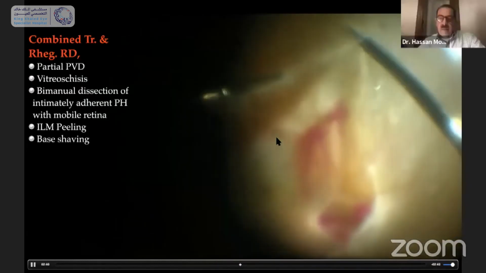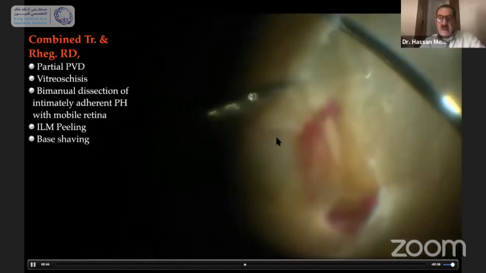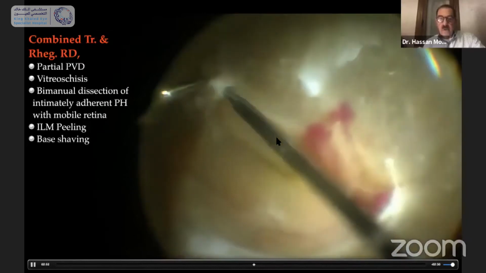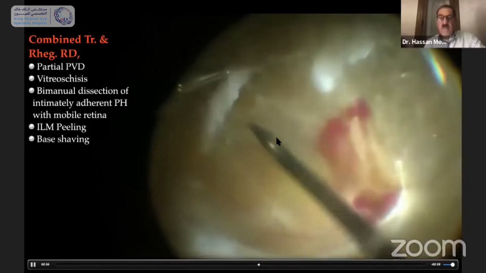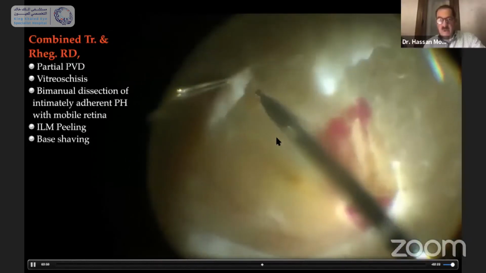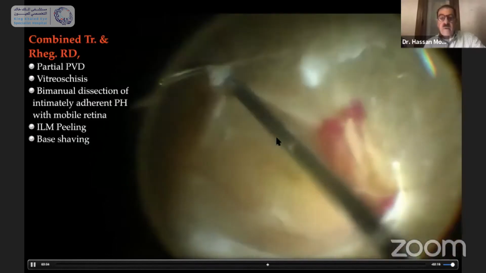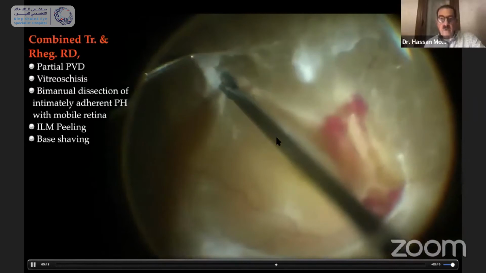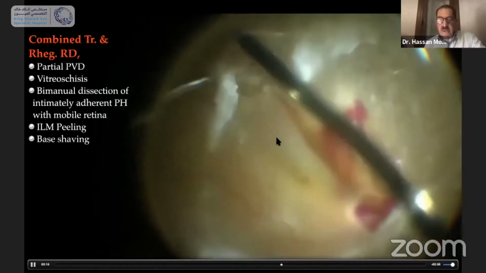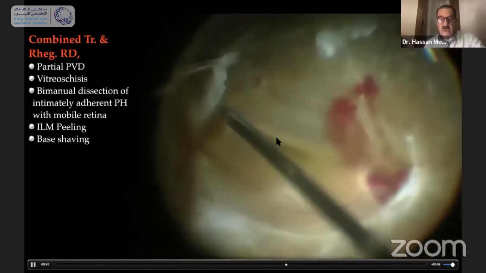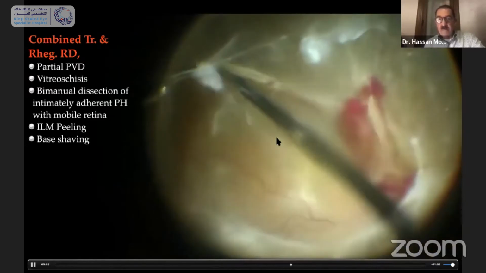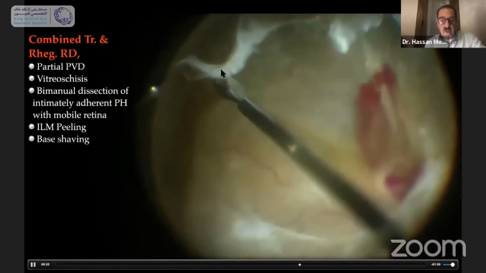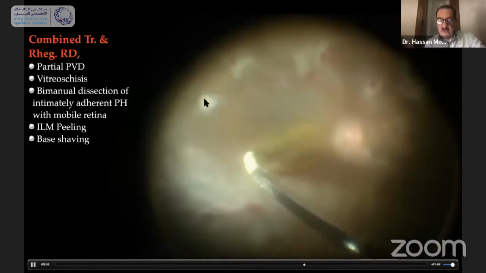Okay. And then the scissors can be used as a spatula in order to sweep between the posterior hyaloid or the fibrovascular tissue and the underlying retina. So the scissors can be used as a spatula. It can be used as scissors, both vertically cutting and horizontally cutting. Here you can see that there is an area of vitreous schisis.